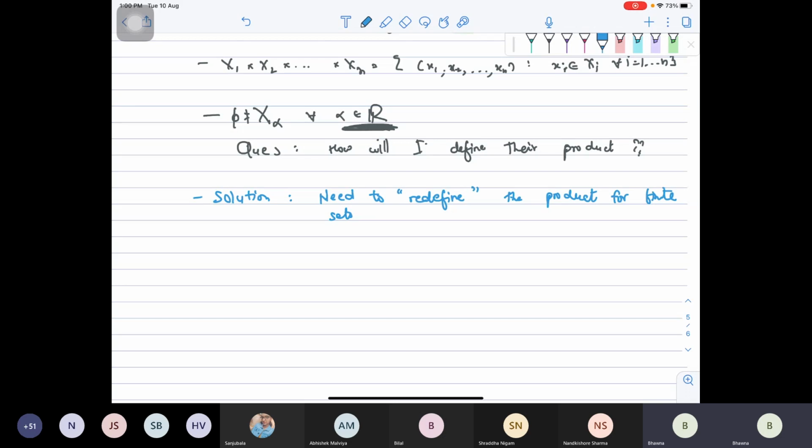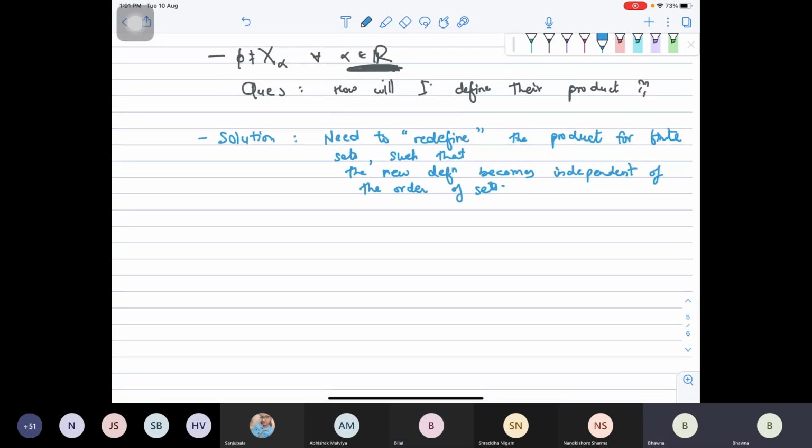If I take any order of X1 and X2, my definition should be independent of it. I want to redefine it such that the new definition becomes independent of the order of sets. Right? This is my aim. Very good. But how will I do that?